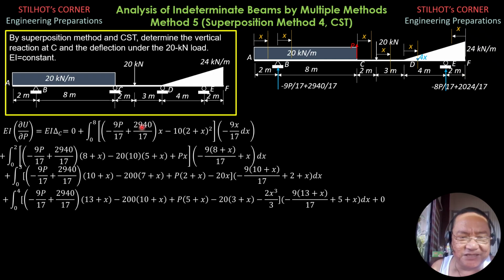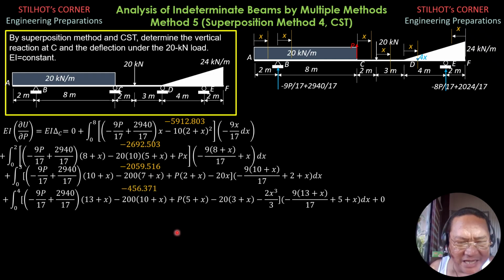So the value of the first integral, setting P equals 0, is equal to negative 5912.803. Next is this, negative 2692.503. Then this one is negative 2059.516. And this one is negative 456.371. Combining these values, we have EI delta C equals negative 11,121.193. Next, we apply P at D to compute the deflection at D by Castigliano's second theorem again.